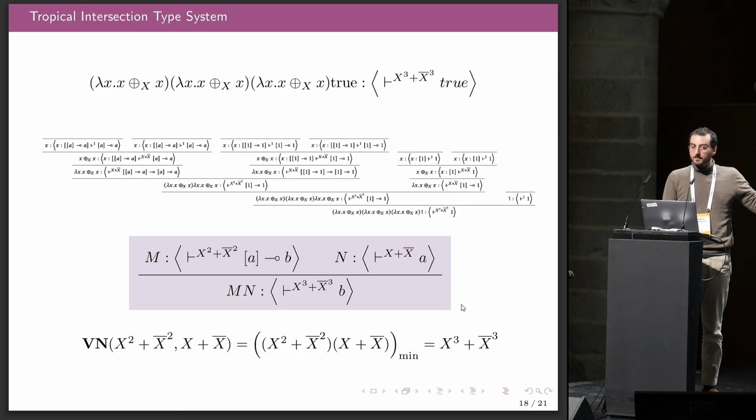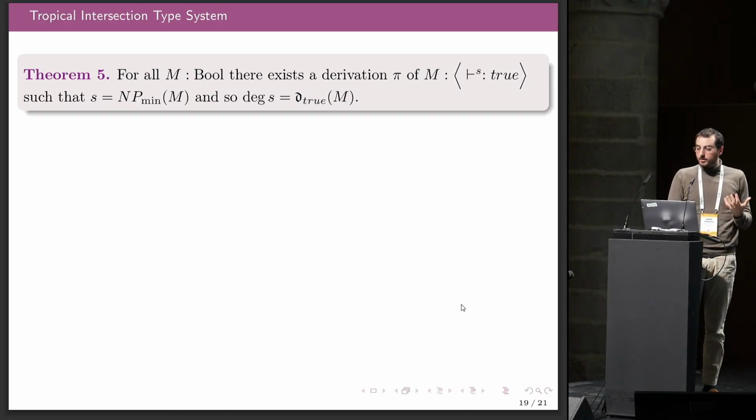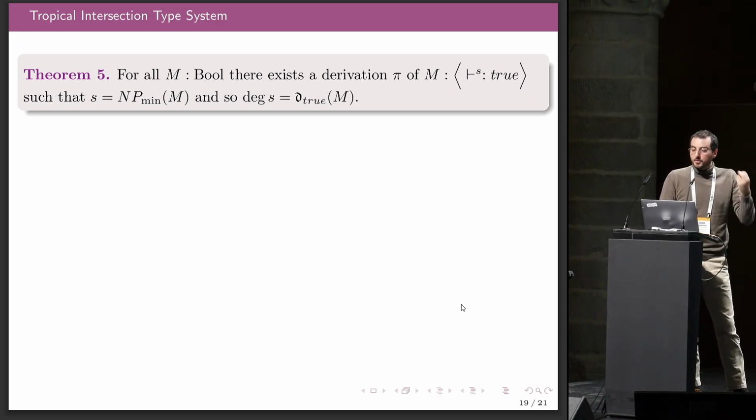So that's great. This system, we showed that it is sound with respect to the weighted relational model that I mentioned before, and it's also complete in a specific restricted sense. That's precisely what we expect from these kinds of typing systems. And we could show that it's also complete for the problem of finding the minimal Newton polytope. So for every closed program of type bool, there exists a derivation in our system that generates the polynomial corresponding to the minimal Newton polytope of the program, and therefore also gives us the tropical degree.